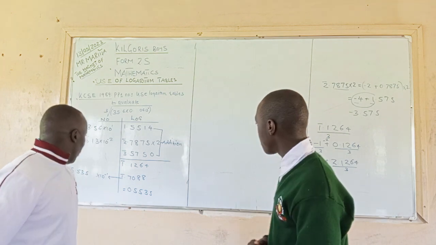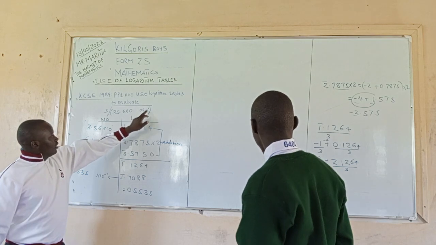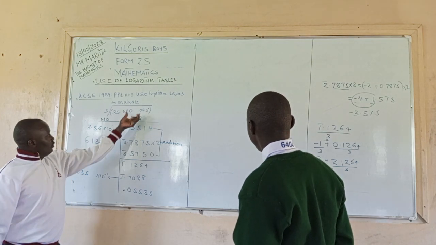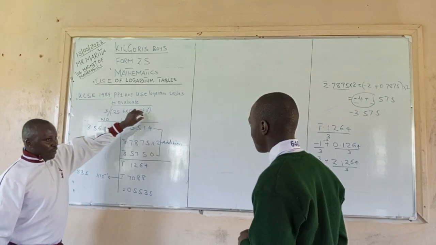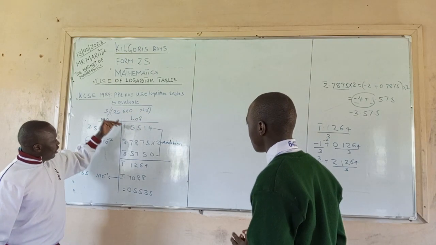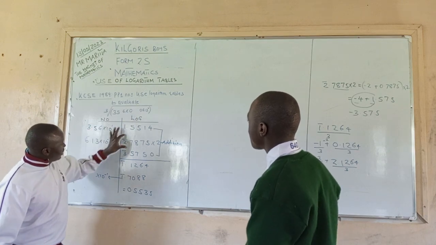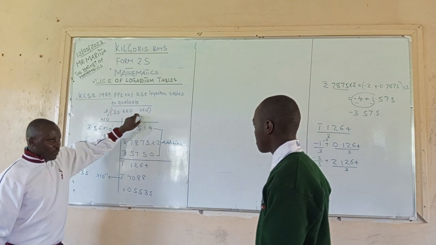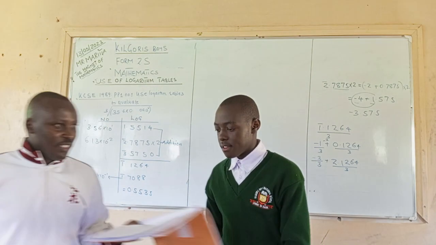Yes, you tried, but you need to know that when a number is raised to a given power, you are supposed to find the logarithm of that number, and then you multiply by the power. In this case, this is what you are supposed to do here. After getting this answer, you are supposed to multiply by what? You multiply by the power. So next time, don't make this mistake.